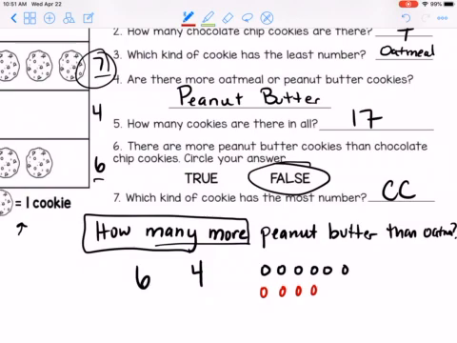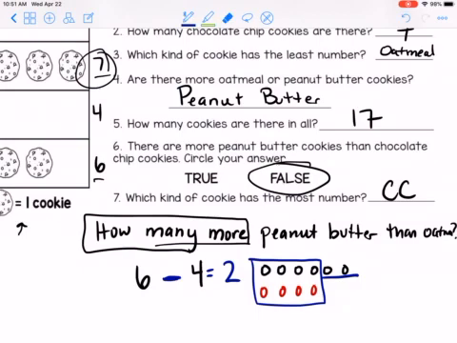If we're finding the difference, we're seeing what's different. These are the same. What's the difference? It's those 2 extra that the peanut butter has. So we're really doing 6 minus 4, and we saw that equals 2. So anytime you see how many more, we're going to subtract. You subtract the bigger part minus the smaller part. We're comparing. So pay attention to that. You will see questions like that.